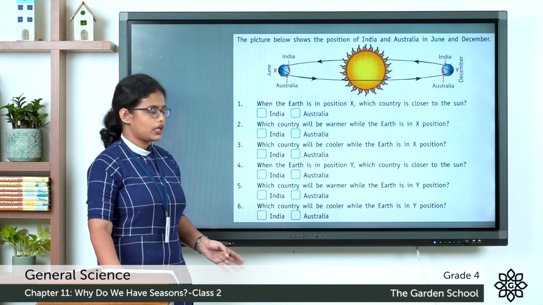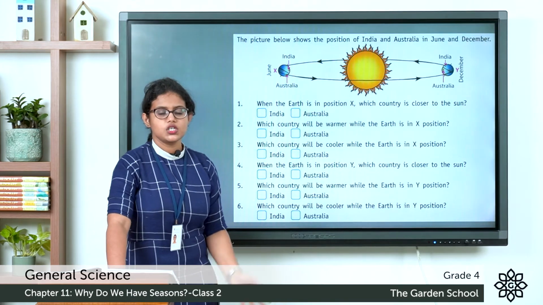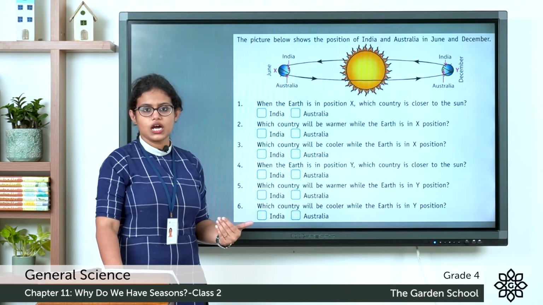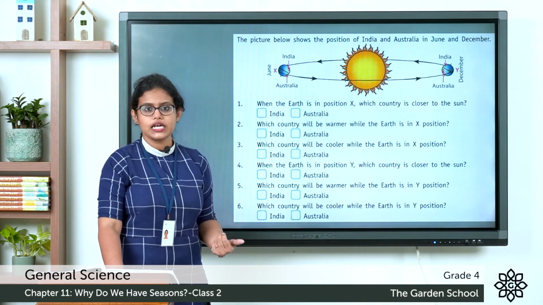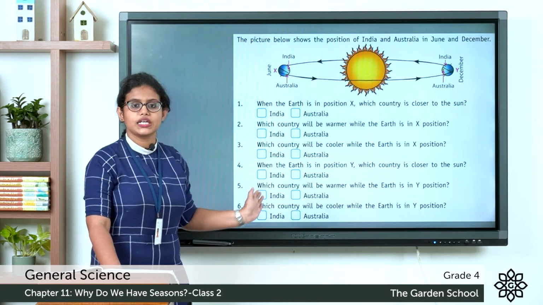Then see the sixth one. Which country will be cooler while earth is in Y position? So earth is away from the sun. So it receives less light and heat. So it is cooler. So it is India. So you can tick India.